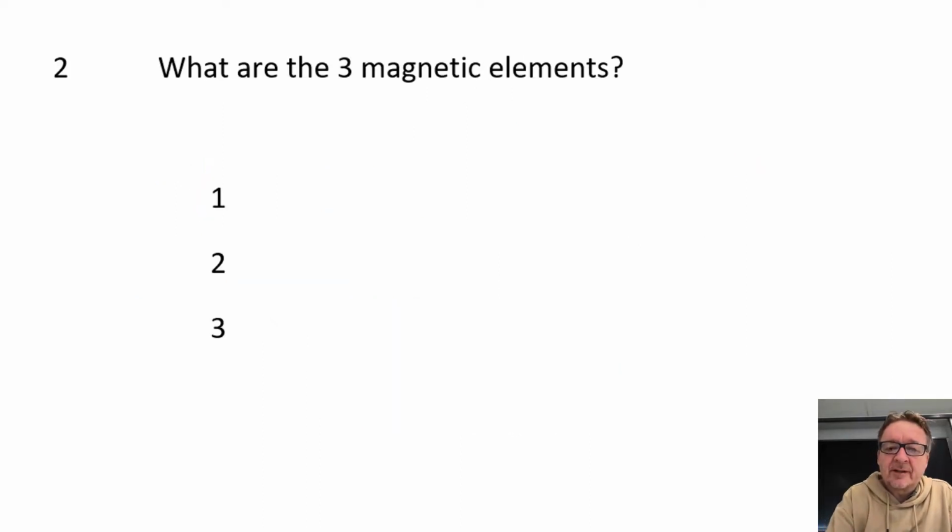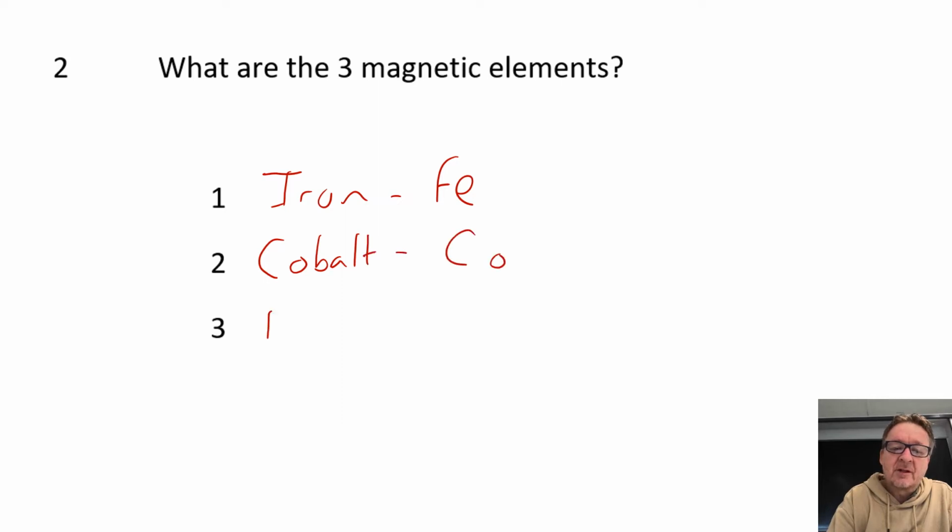What are the three magnetic elements? Iron, Fe, is the most obvious one that everybody knows, but you've also got cobalt, Co, which is also magnetic, and you've also got nickel, Ni. They're all three magnetic elements.